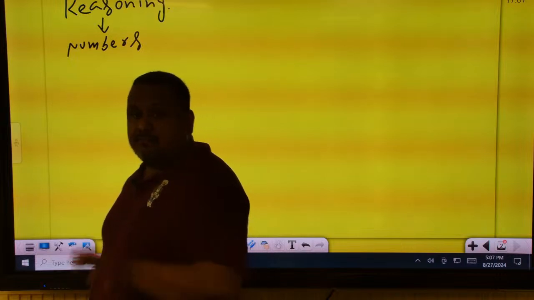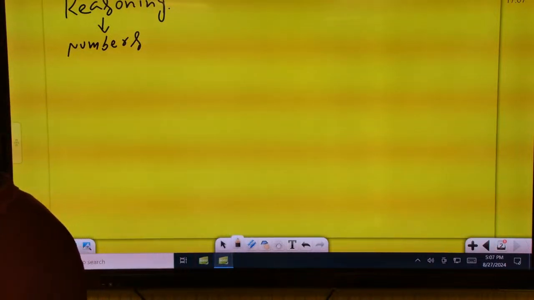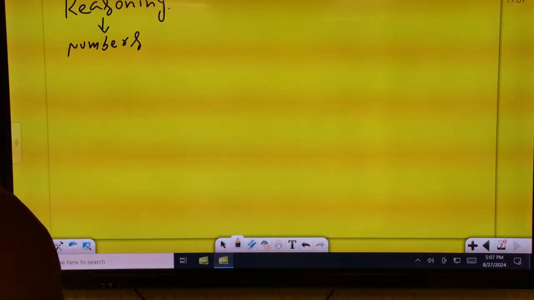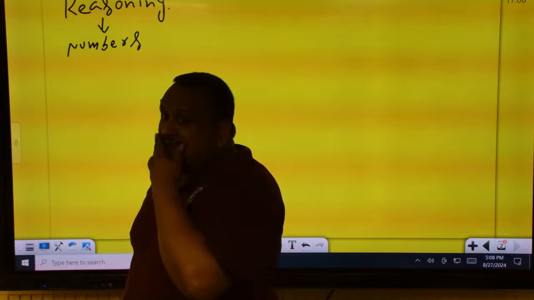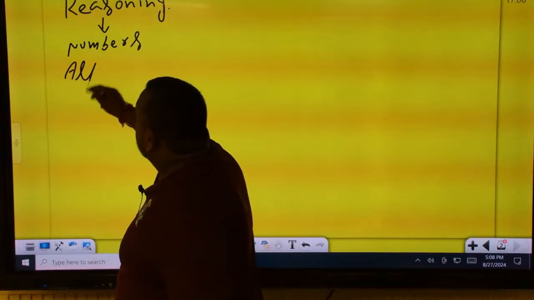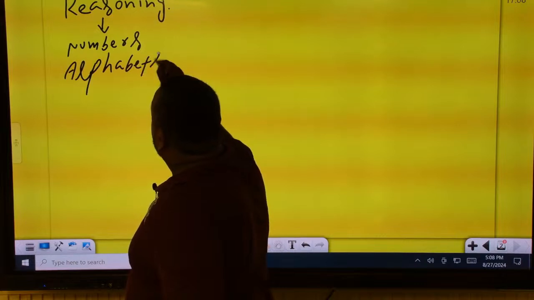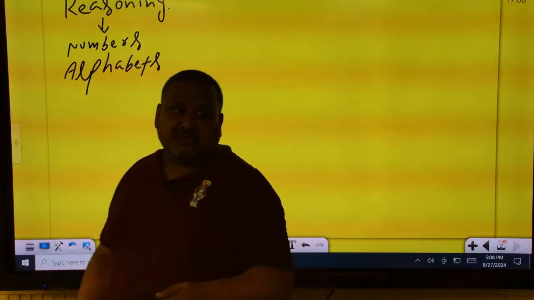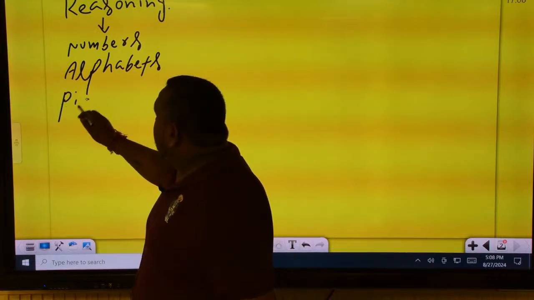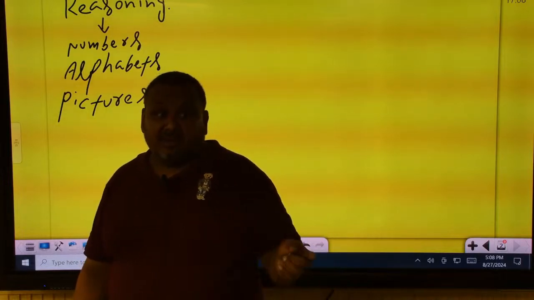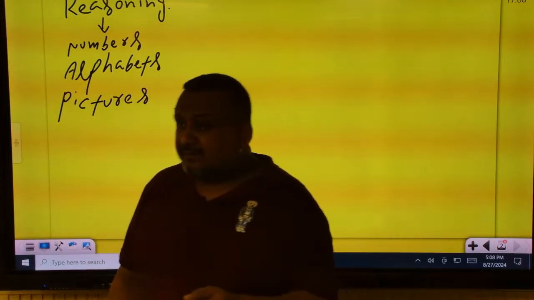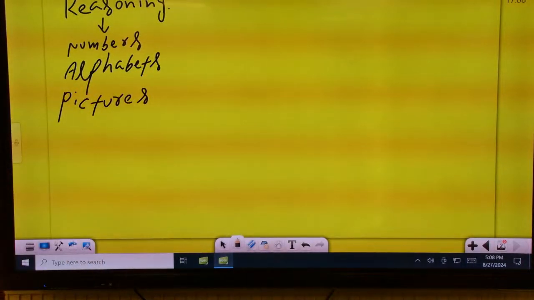Second, if you are habitual to seeing the PYQ, previous year questions, then you can easily understand by words that numbers are so important for reasoning. And after that, the weightage for questions related to alphabets. There are so many now. Third, the questions related to pictures, mirror image, water image, paper cutting, folding, and the most important since 4 years, embedded figure.